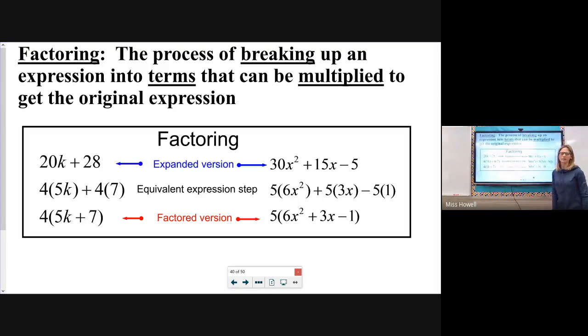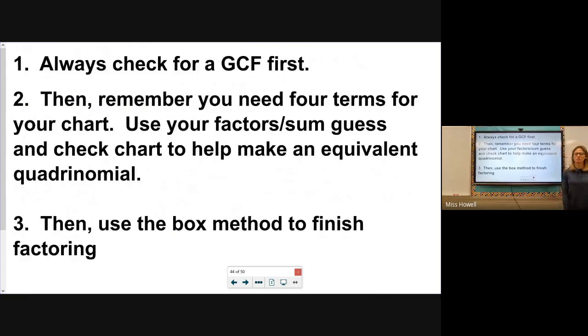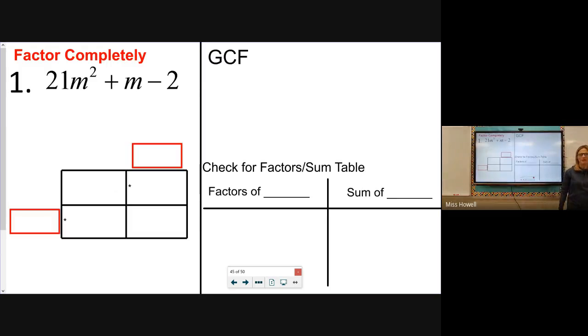So on extra problem number 1, we want to factor completely, and we're going to have a degree higher than 2, which means we have to check for GCF, get to 4 terms, and check to see if we can factor further using our box method. So extra example number 1, we want to factor the quadratic trinomial 21m squared plus m minus 2. We want to factor it completely. I gave you space here that says GCF. Again, remember, if you can't see the GCFs in your head, you can do your trees and make a little chart over there that helps you get that greatest common factor.